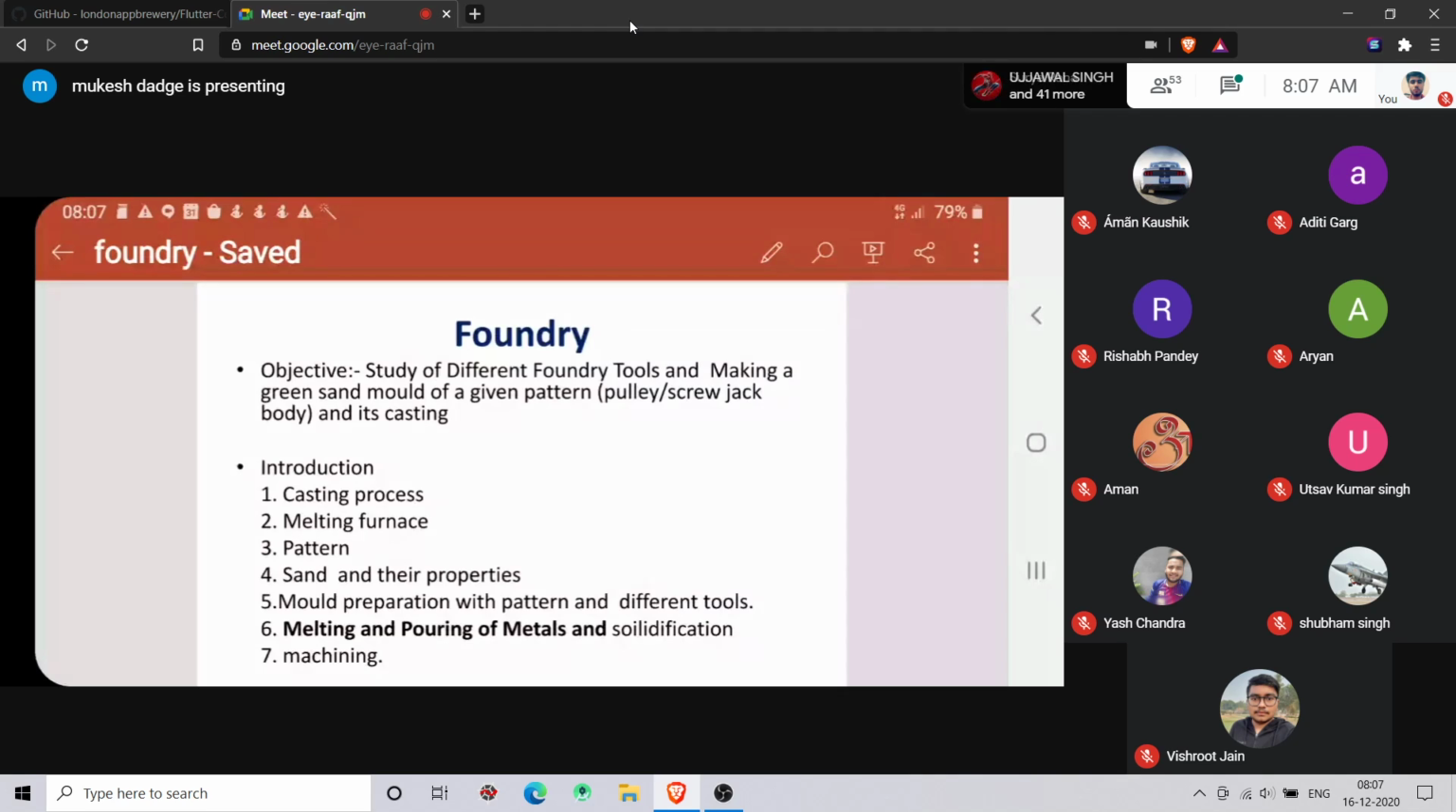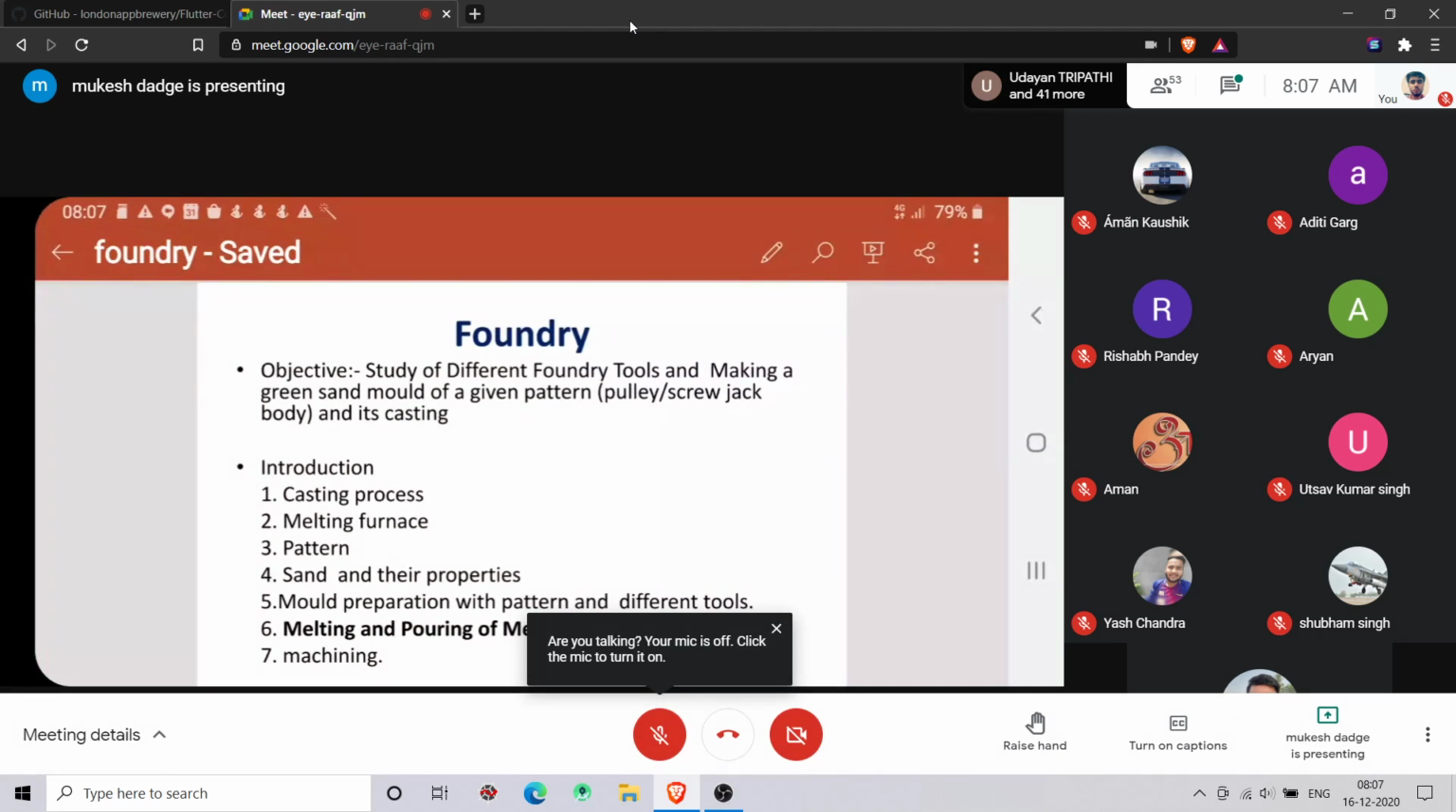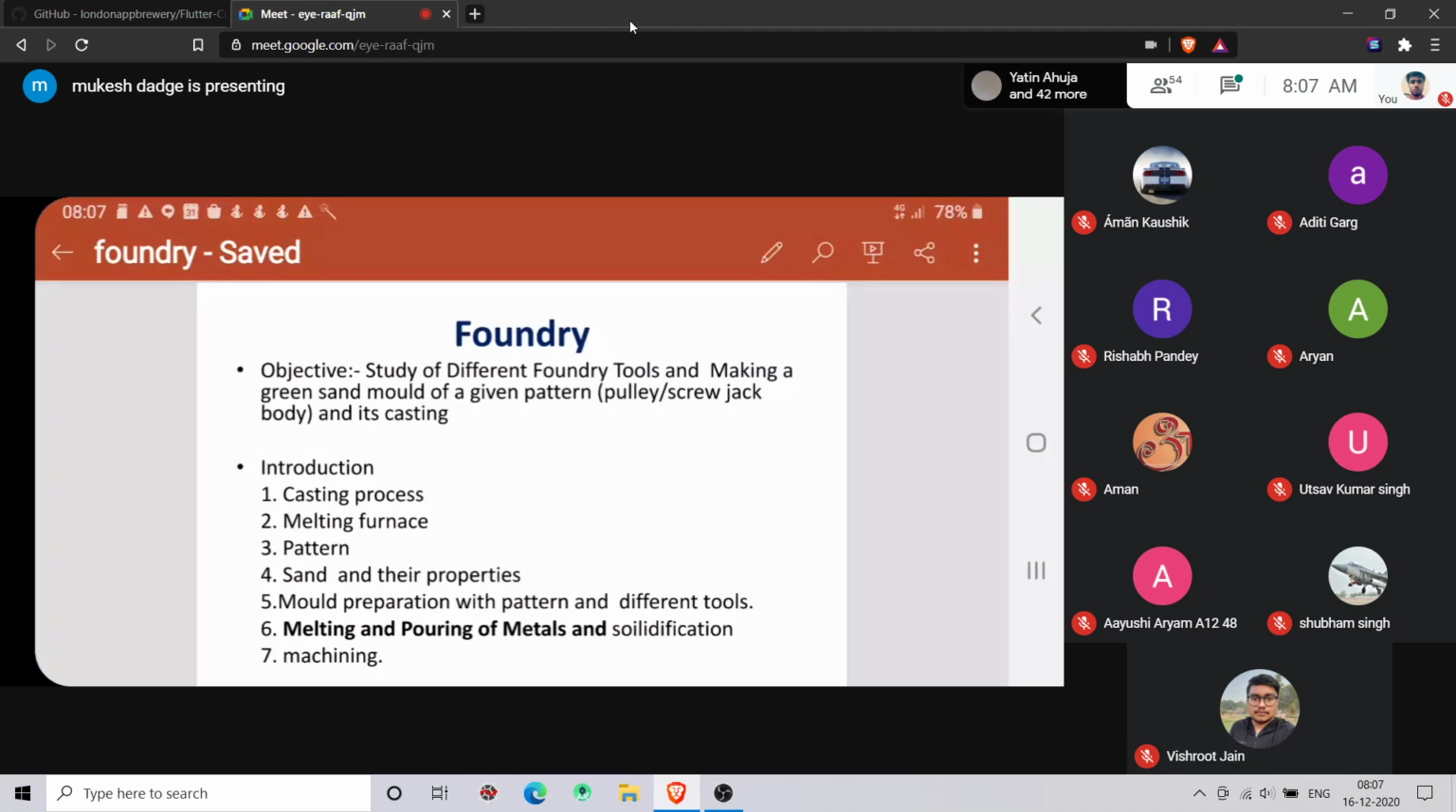So 2-3 words are different. Foundry tools: these are hand tools. And green sand: we'll see different types of sand. Mold is nothing but your cavity. And pattern is nothing but the replica of your original product. It has some allowances, but it is a replica of your product. Mold is the cavity of your original product. So you have to write this as your objective.